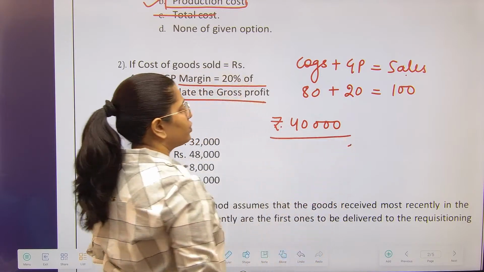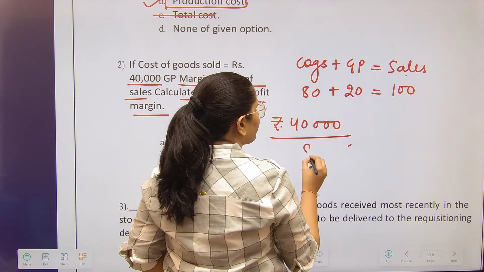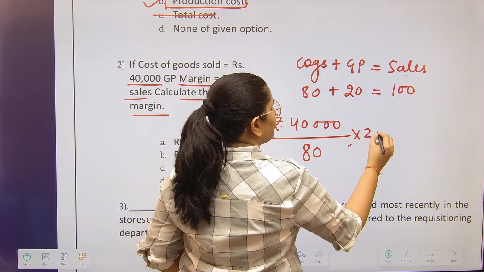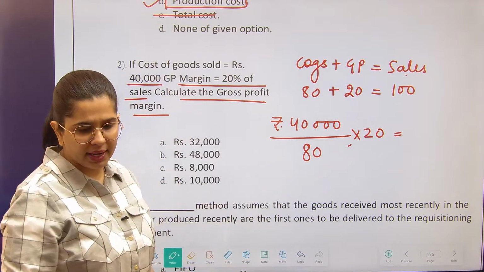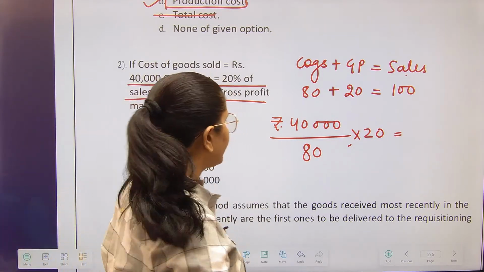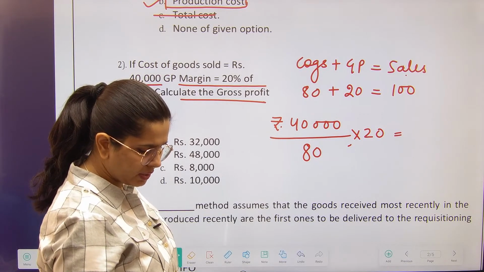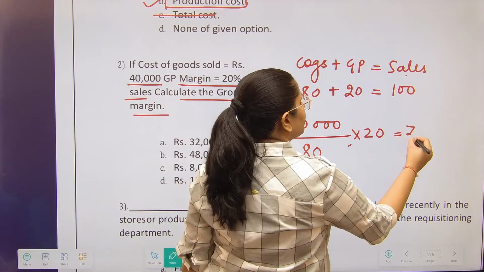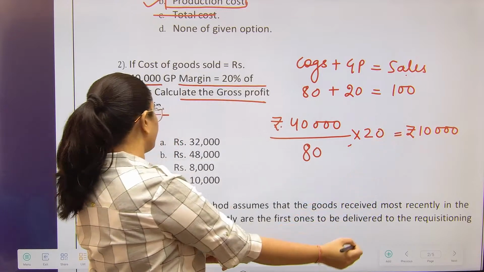This is cost of goods sold, already given to you. Now if my cost of goods sold is 80, then my gross profit margin will be 20. So this is how I will find out my gross profit margin. Calculate this: 40,000 divided by 80 multiplied by 20. 10,000 will be my answer. This is my gross profit margin.